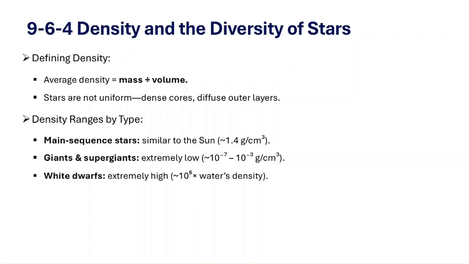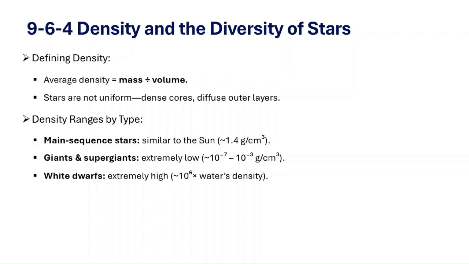Next, white dwarfs, in contrast, are incredibly dense. They have masses similar to the Sun but are compressed into a volume roughly the size of the Earth. So this makes their densities millions of times greater than water.